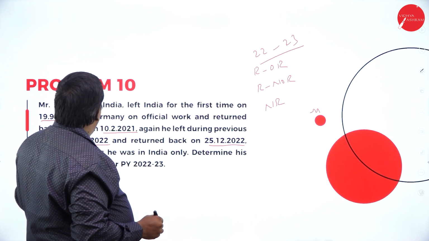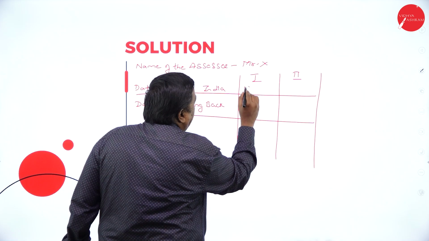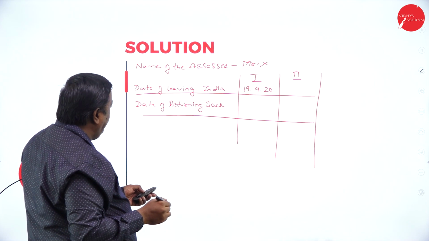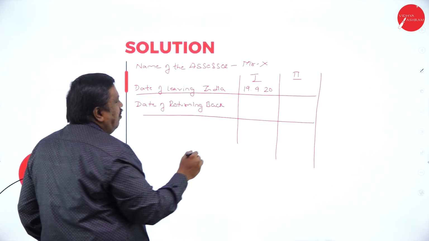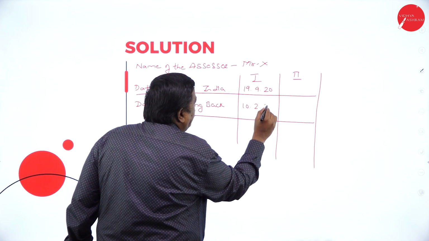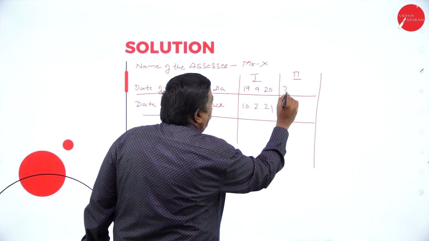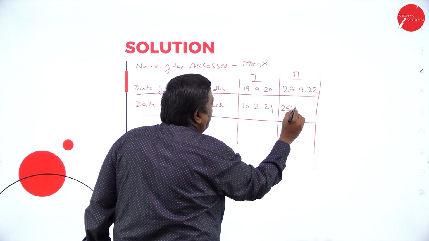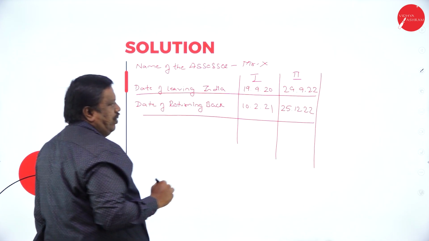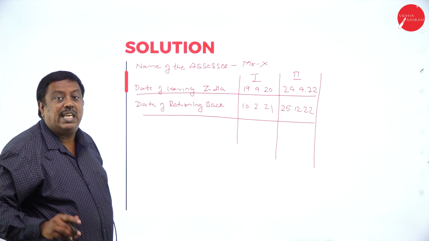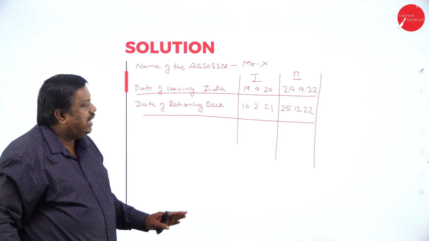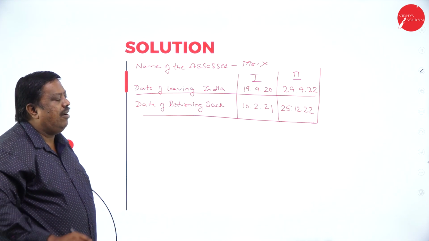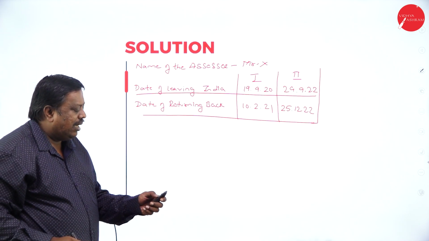First time, I left on 19th September 2020. I returned back to India on 10th February 2021. Again, I left India on 29th September 2022, returned back 25th December 2022. So this is the period where I was not in India. So we have to analyze clearly. These are the dates where I left India and I was not in India.